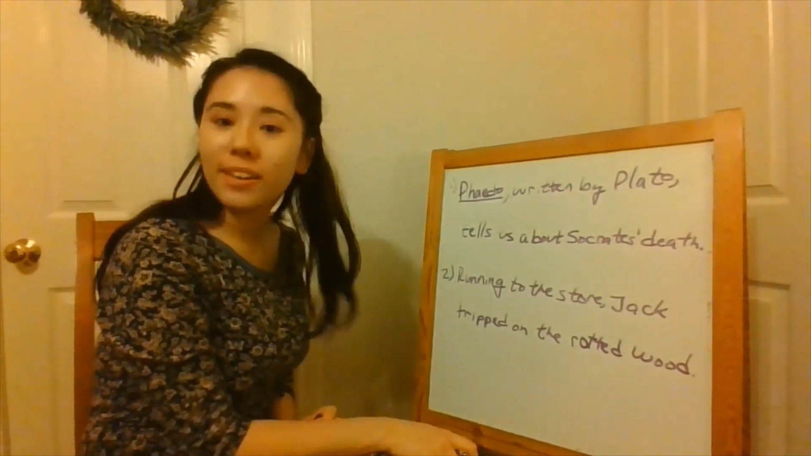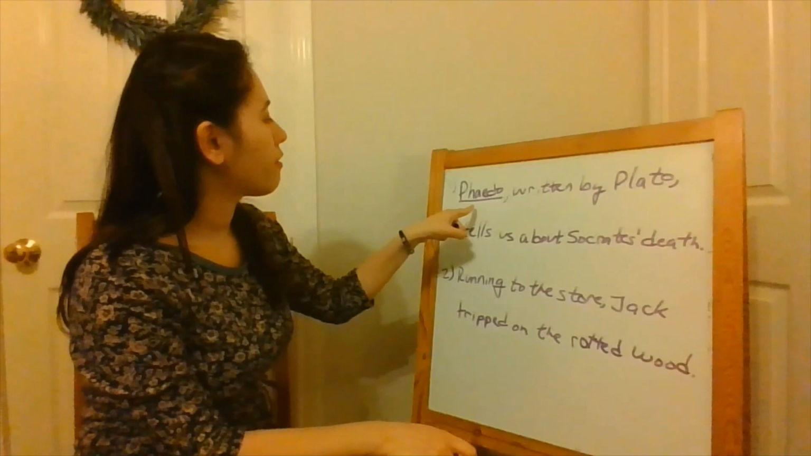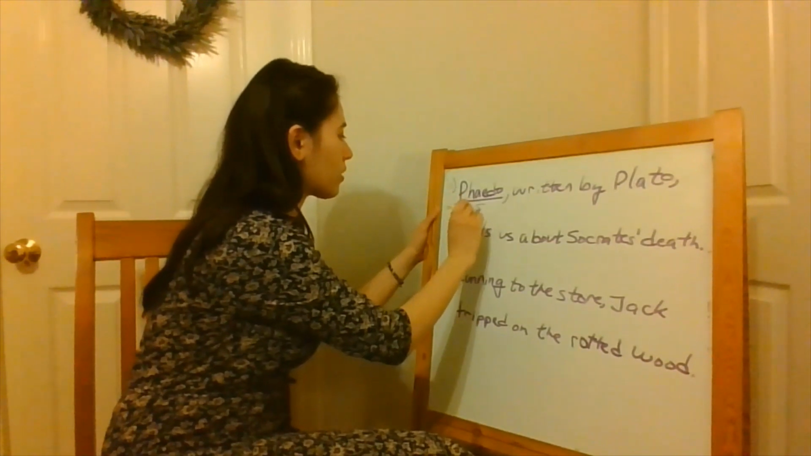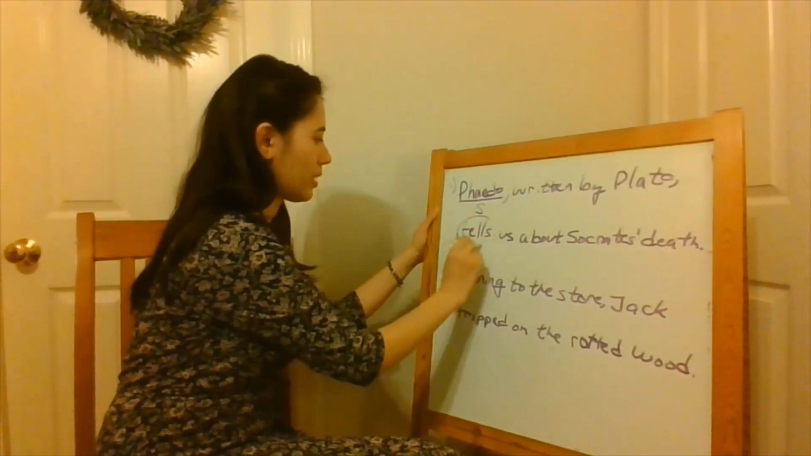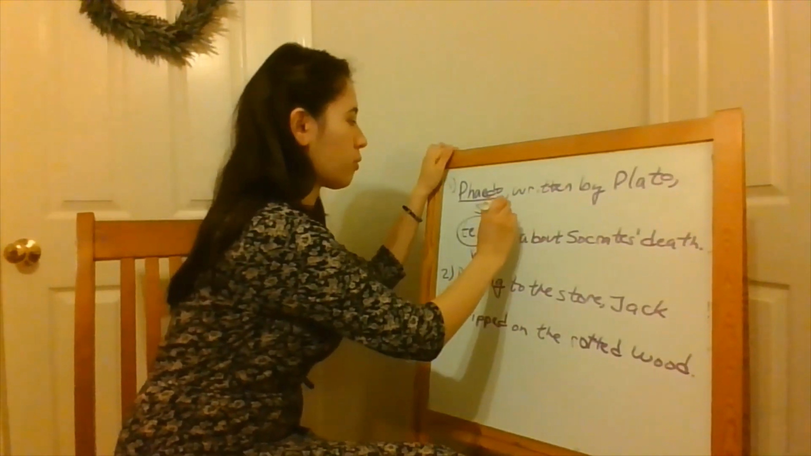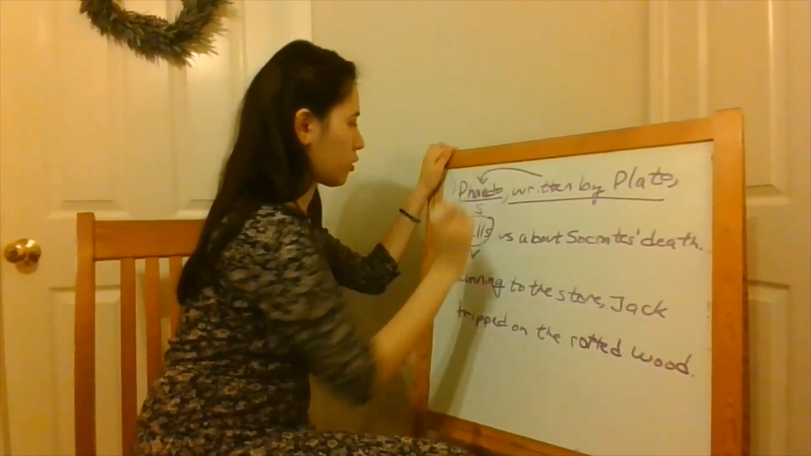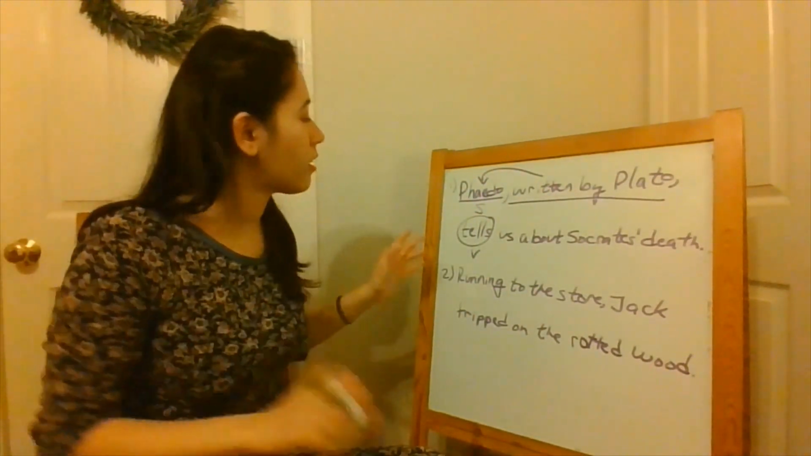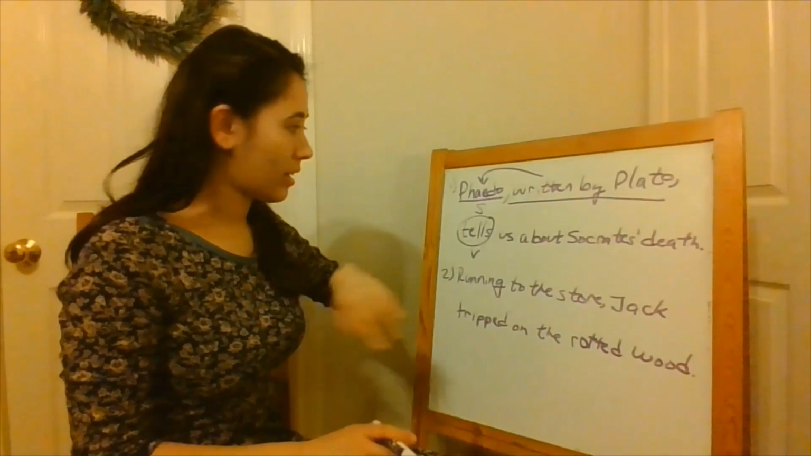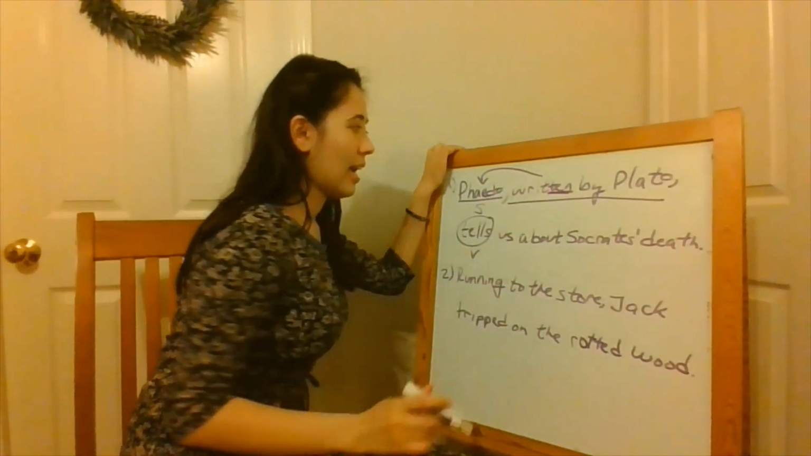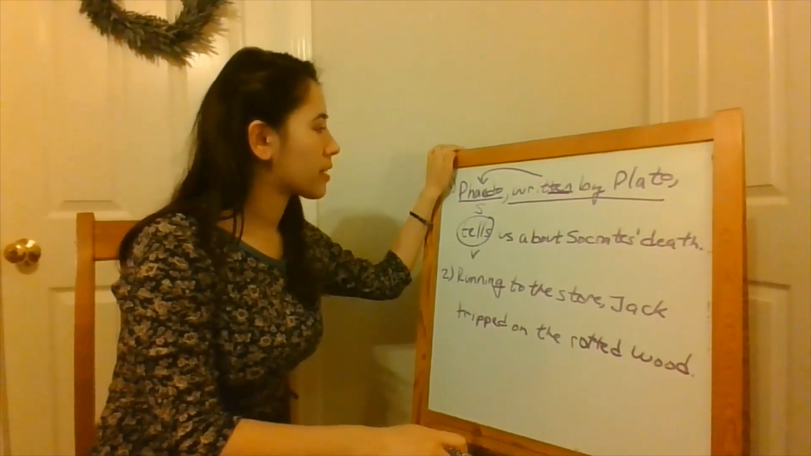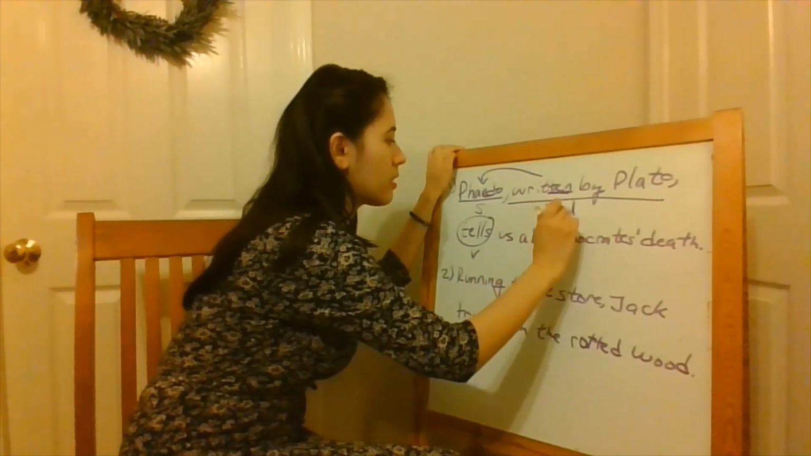So for our participle phrase example sentences, we have Phaedo, written by Plato, tells us about Socrates' death. So Phaedo is our subject, and our verb is tells. So Phaedo, written by Plato. So this is describing Phaedo. Maybe you're not familiar with the Phaedo. So it's describing that it was written by Plato. And so written ends in en. That makes it one of our irregular endings for the participles. So this is a participle phrase.